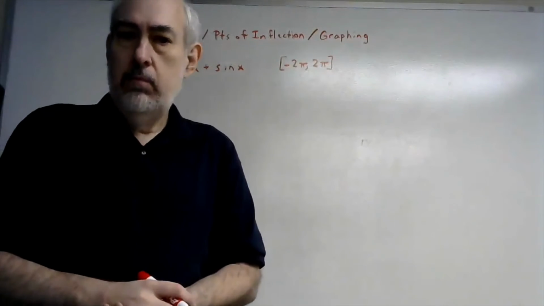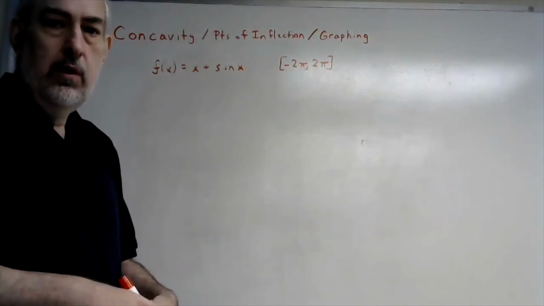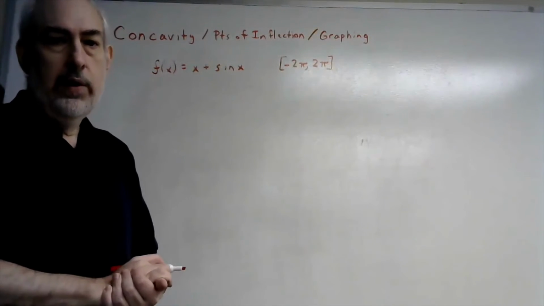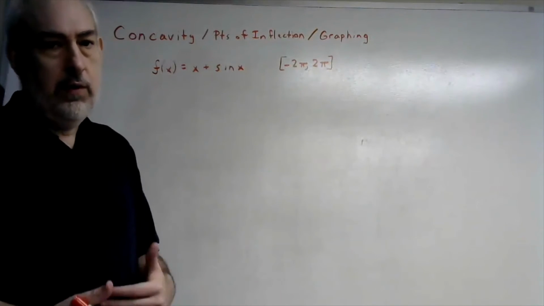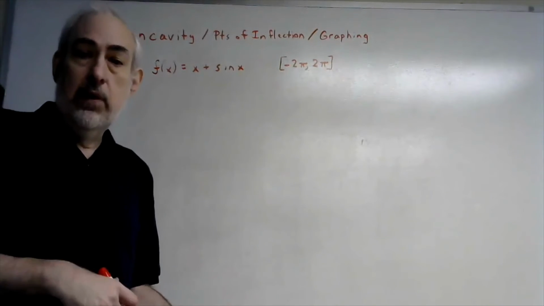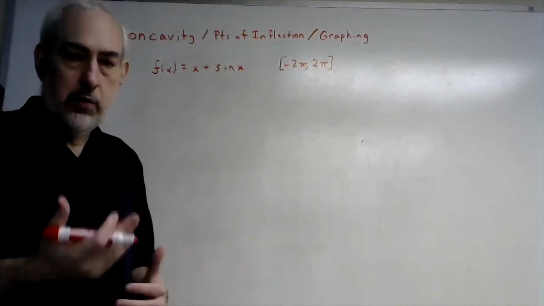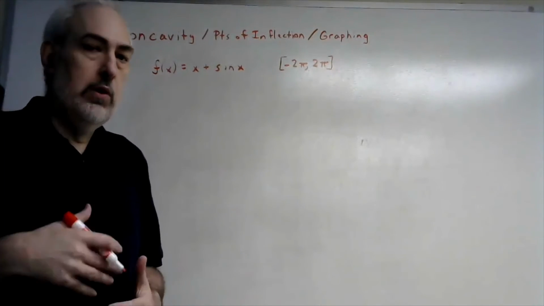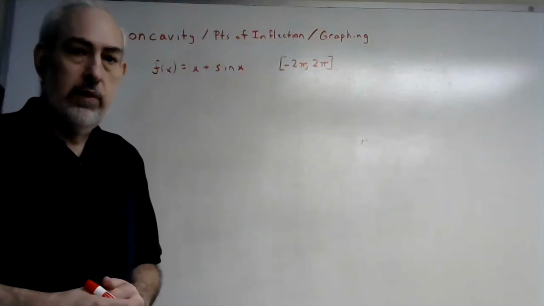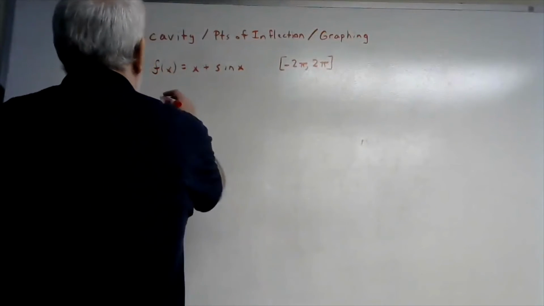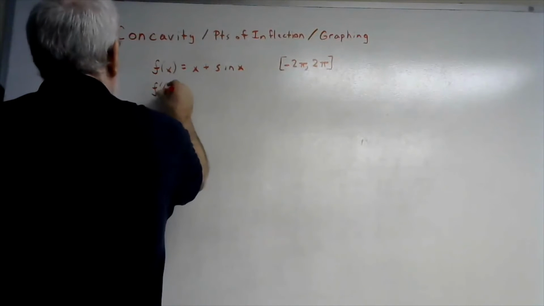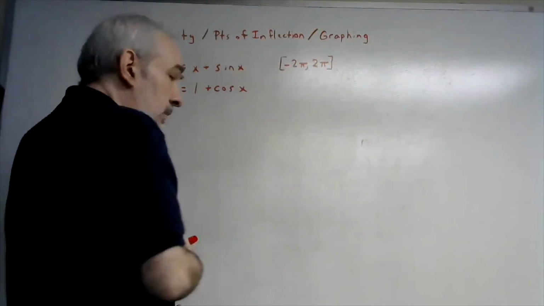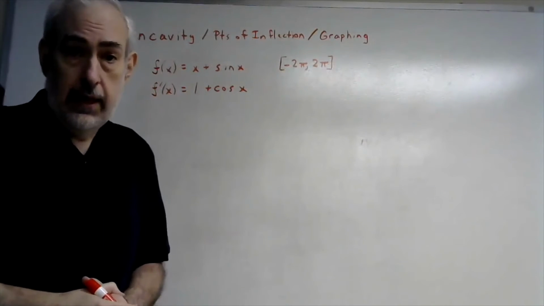Okay, now let's say our goal is just to graph this, but in the process of graphing it, I will want to look at the first derivative to see where it's increasing or decreasing and where it might have local max and min, so I want to find critical points. And I also want to know where it is concave up or concave down, so I want to look at the second derivative to look at concavity. So we're going to do all of that. Okay, so the first derivative is simply 1 plus cosine x.